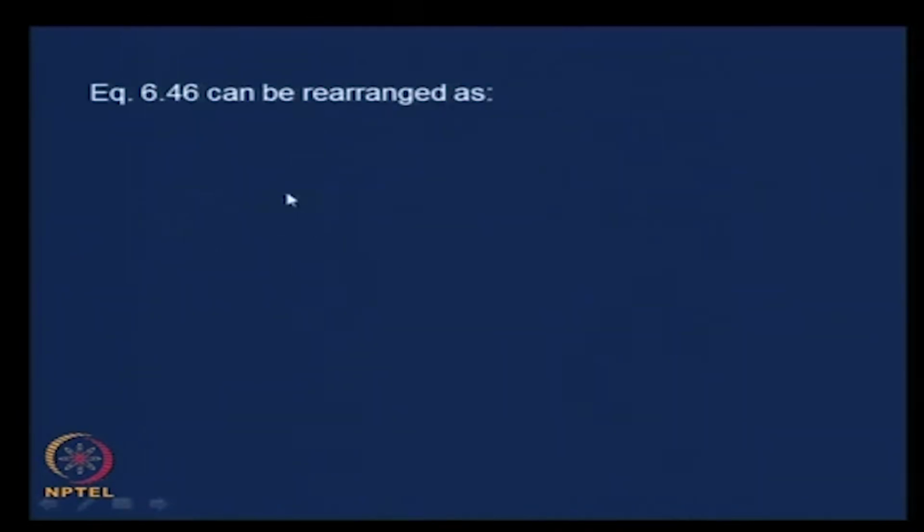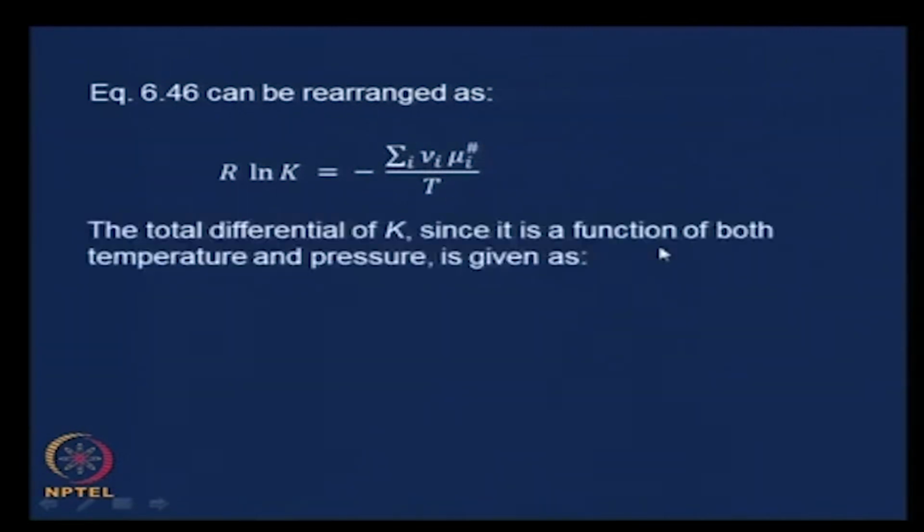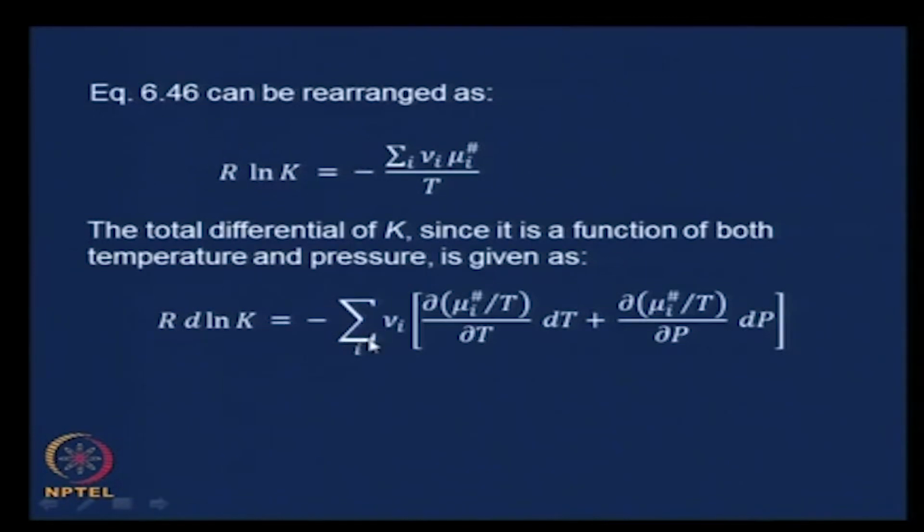Now to find the temperature and pressure dependence, let us start by rearranging equation 646 as R ln k equals minus sum over i of nu i mu i hash by T. The total differential of k, since it is a function of both the temperature and pressure, is given as follows. I am taking the total differential here, R is just a constant, so R d ln k can be written as a function of temperature and a function of pressure.